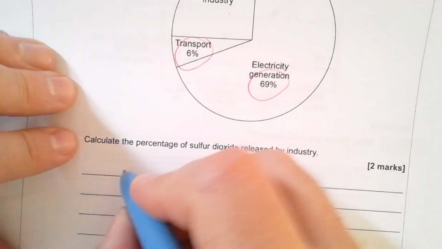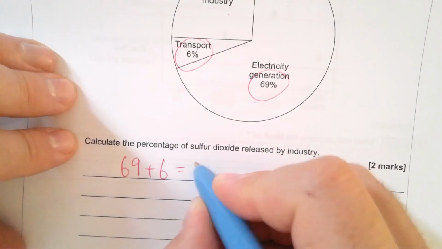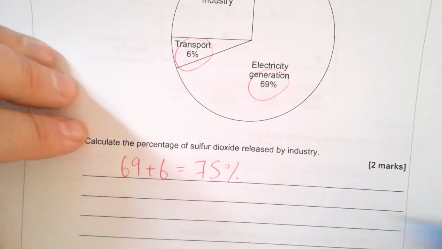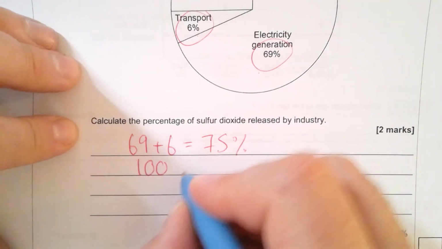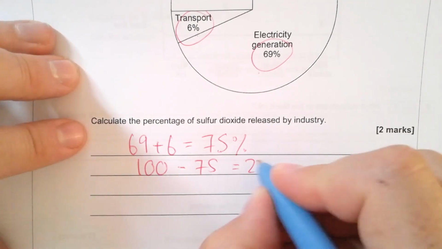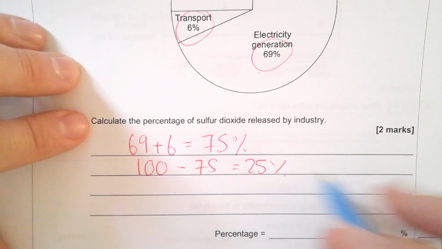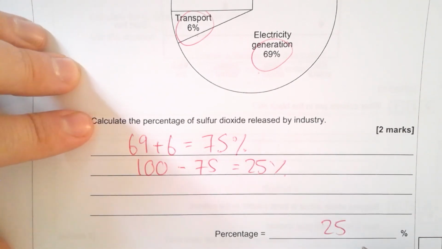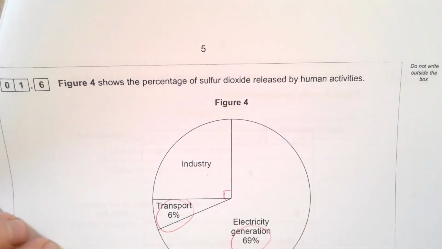So we have 69 plus 6 is 75%, and well, percent is out of 100, so if we do 100 minus that 75% we've just spoken about, that gives us 25%. So the percentage of sulfur dioxide released by industry is 25%, and actually if we look at that, yeah, that kind of matches, it is 25%, so that's confirmed.